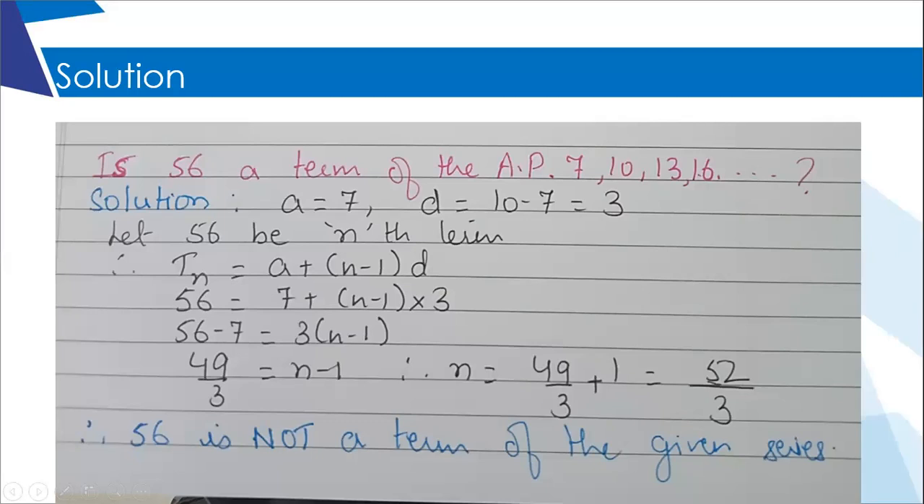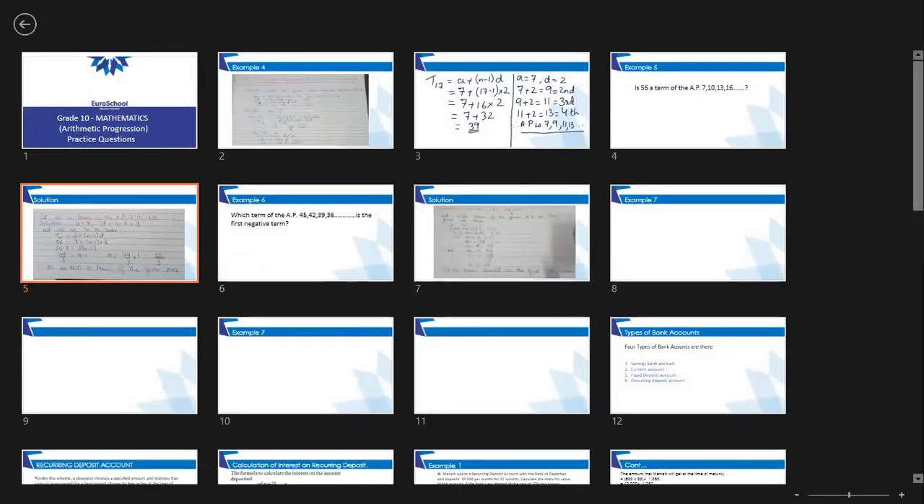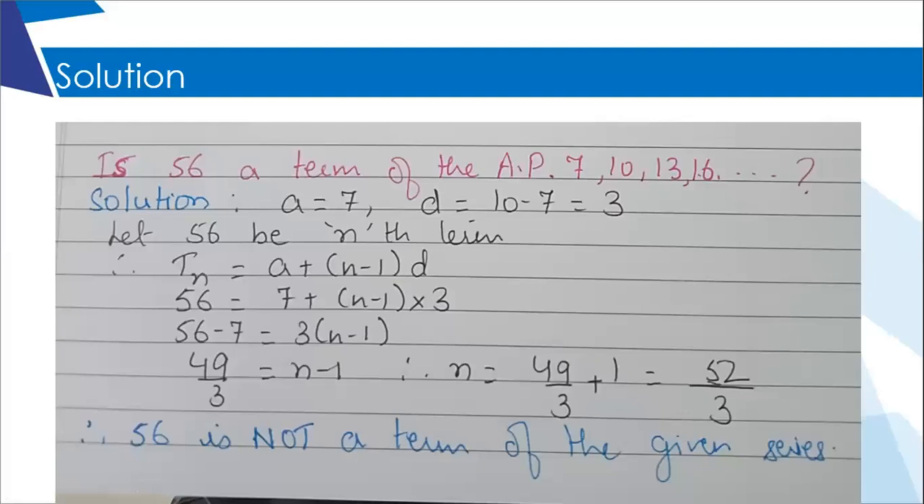Whenever this kind of question is there, that they ask you about a particular number, whether it is a term of the given series or not, it is always depending on the value of n. If n is a positive whole number, then your answer will be yes. And if it is not, then your answer will be a no, clear no. Okay, now let's move on to the next one.